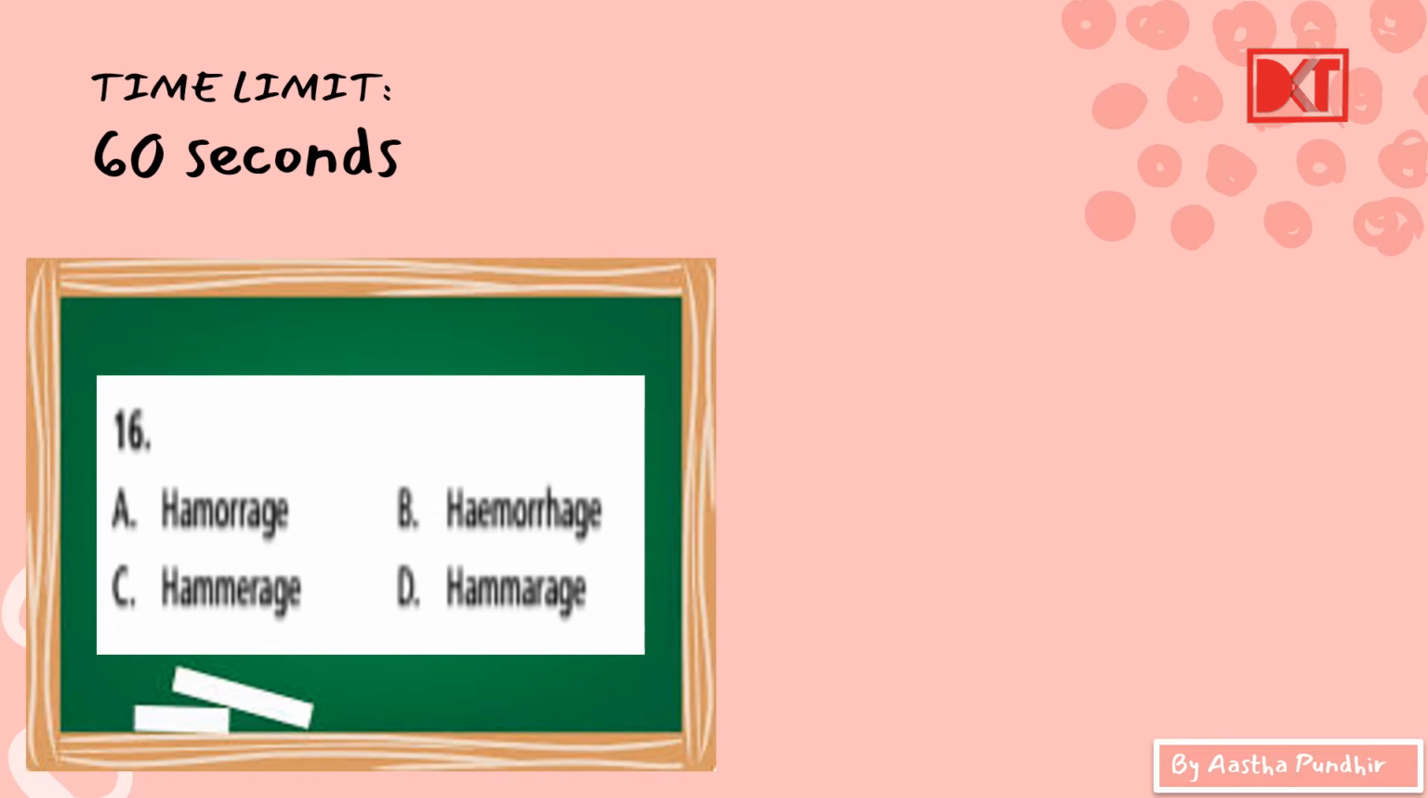Alright, so here the next word is hemorrhage. Now, hemorrhage is a medical term, and the spelling is this one, hemorrhage. It actually means when there's blood coming out from maybe a blood vessel that's ruptured or hurt. Okay, that's hemorrhage.